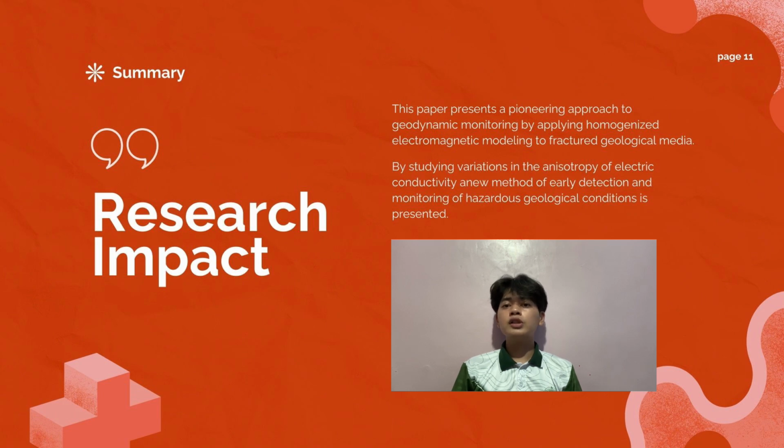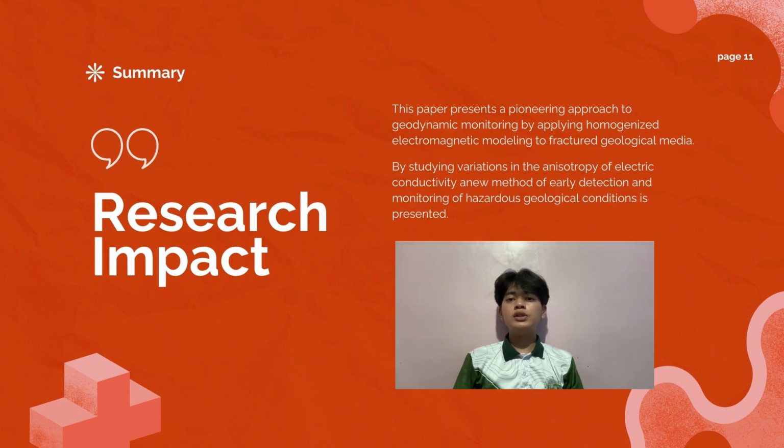The work contributes both scientific insights and practical tools for assessing tectonic activity, infrastructure safety, and earthquake risk. The paper also presents a pioneering approach to geodynamic monitoring by applying homogenized electromagnetic modeling to fractured geological media. This is a new method of early detection and monitoring of hazardous geological conditions.